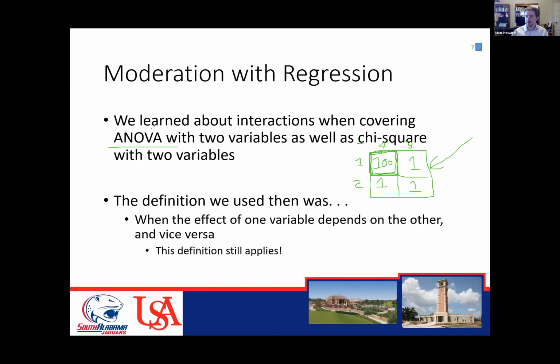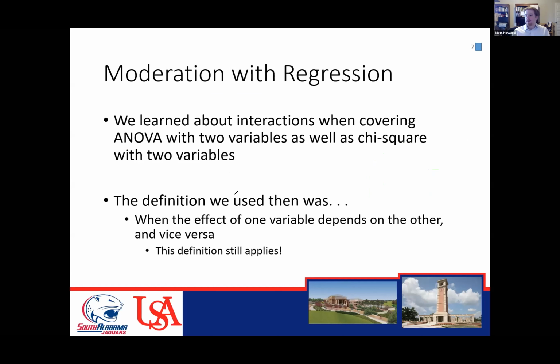The only difference is that with ANOVA or chi-square, we're looking at categorical variables. Whereas with regression, we're looking at moderation with at least one continuous variable, at least one continuous predictor. Whether it's the predictor or the moderator, at least one of those is continuous. And because it's continuous, we can't use ANOVA or chi-square. Instead, we have to test moderation with regression when at least one of either the predictor or moderator is continuous.